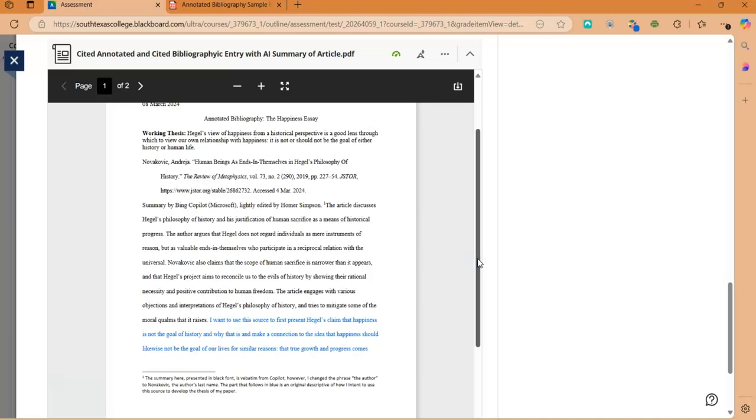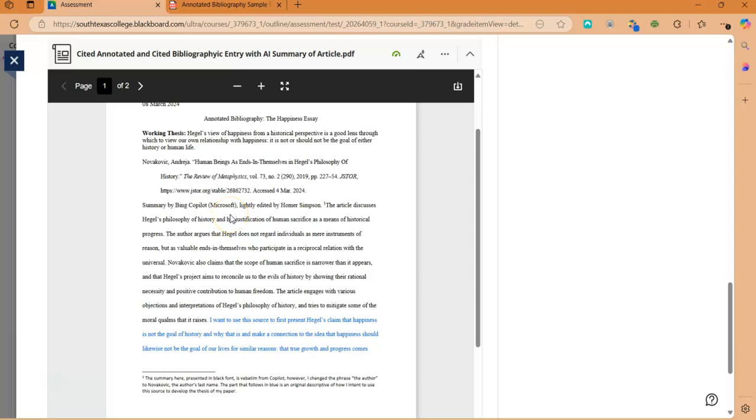Let's take a look at this one. I've got a different working thesis on this one that says Hegel's view of happiness from a historical perspective is a good lens through which to view our own relationship with happiness. It is not or should not be the goal of either history or human life. So notice here it's a debatable claim. I'm saying that happiness should not even be a goal in human life. And so I've got to make a case for that. My subject is still happiness, but I'm taking an opposition to the idea that this is something that we should be actively pursuing.